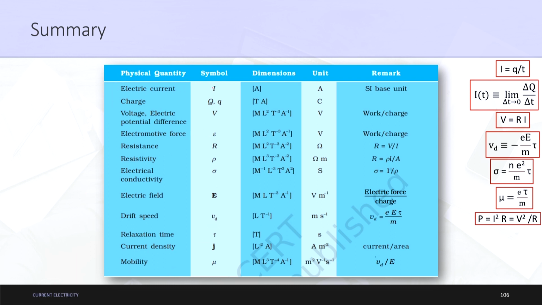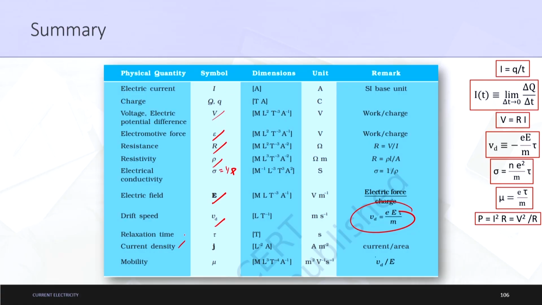First was electric current denoted by symbol capital I, charge is capital Q or small q, voltage is capital V, electromotive force is epsilon, resistance is capital R, resistivity is rho, electrical conductivity which is equal to 1 by rho is sigma, electric field is capital E, drift speed is vd. Please remember vd is equal to minus e capital E tau by m, this is the formula, a negative sign is also there. Relaxation time is tau, that is the average amount of time an electron or a charge takes before its collision with another particle.